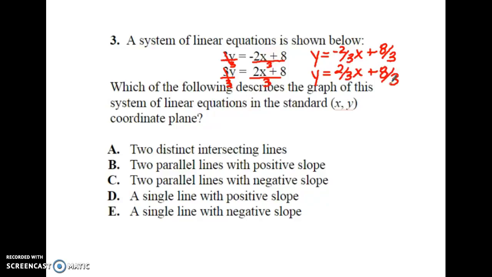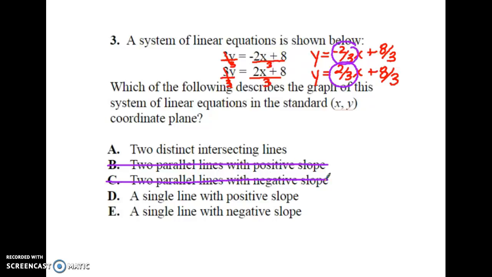Now, if you still were not sure and you had a graphing calculator, you could graph both of those equations and see what happened on the coordinate plane. But we do know that parallel lines have the same slope. This slope is negative, this slope is positive, so they are tilted in opposite directions. So I do not have two parallel lines.